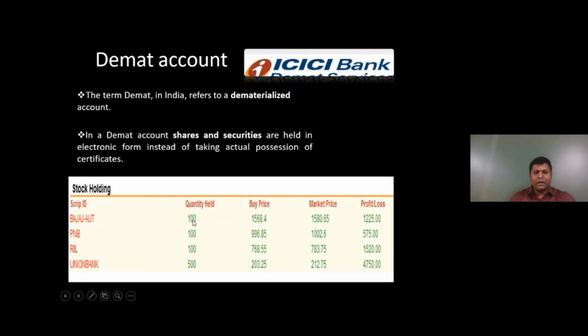So Bajaj Auto, like 100 quantity, buying price 1568.4, market price 1580.65, profit or loss. Like I used to buy and I used to sell the shares based on this particular contract price. So what is most important here is, like, I would like to highlight one more important point.